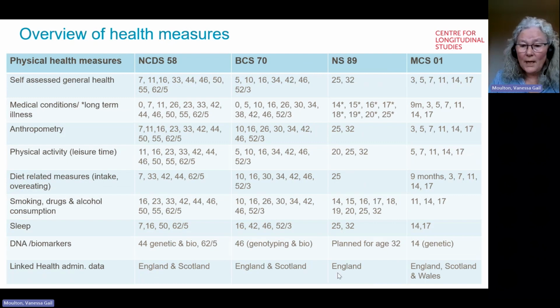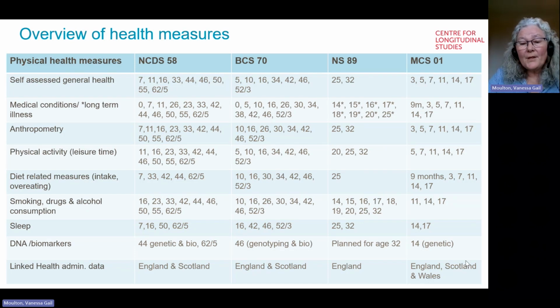So regarding physical health, there are a mixture of self-reported and objective physical measures on the cohorts. And at most sweeps within each cohort, with the exception of next steps in childhood, there's a measure of self-rated general health as well as long-term illness. Also in the NCDS, BCS 70 and MCS, medical conditions are identified, and sometimes more extensively in particular sweeps than others. Again, a range of anthropometric measures are captured at most sweeps.